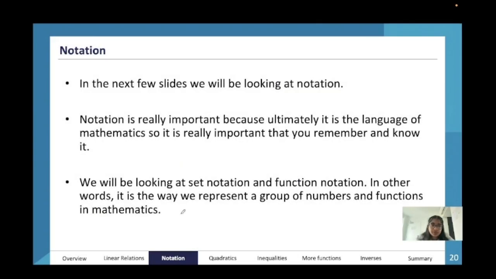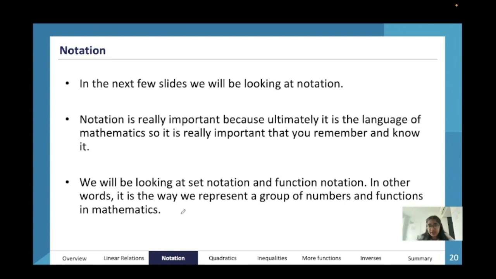But we'll just go straight to notation. When it comes to Year 11 and 12 Methods especially, notation is really important. During Year 11 Methods, it's important that you start to get used to the different types of notation that you need to use in Methods. It's important, and it's also basically the language of maths.